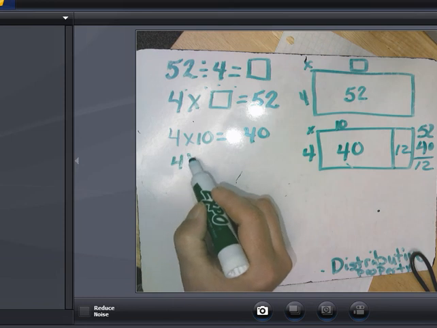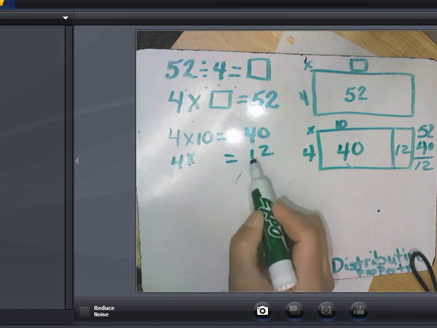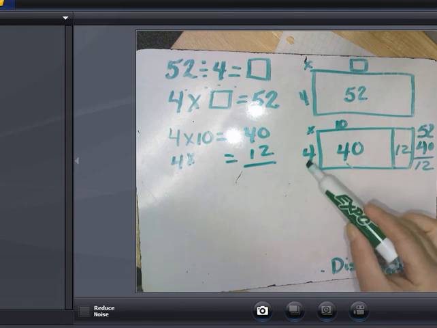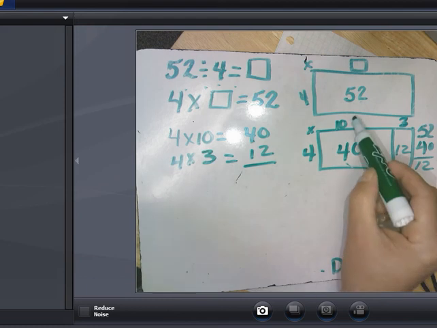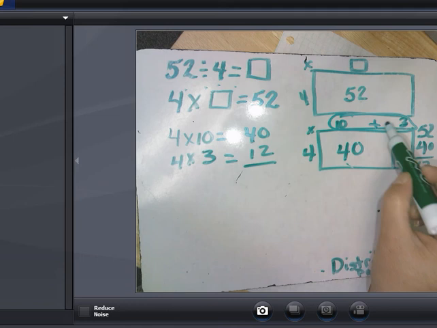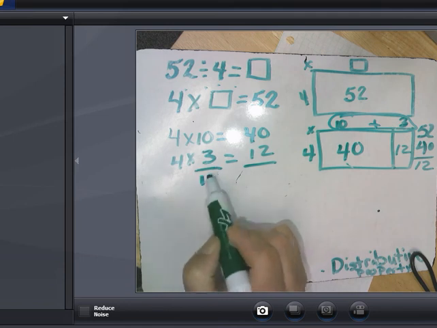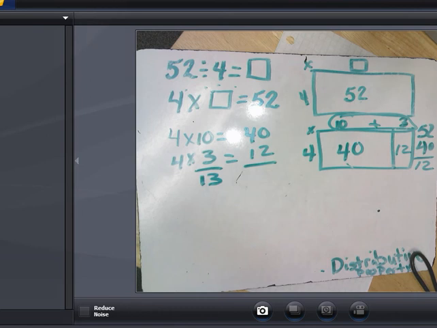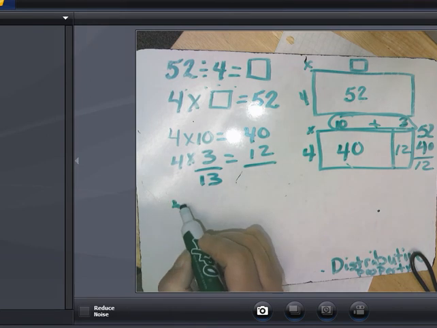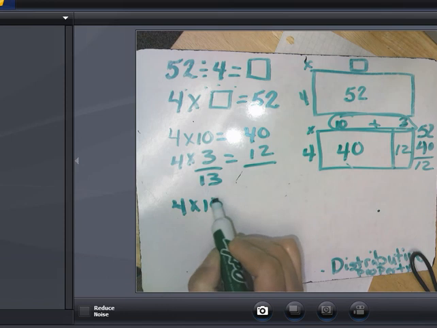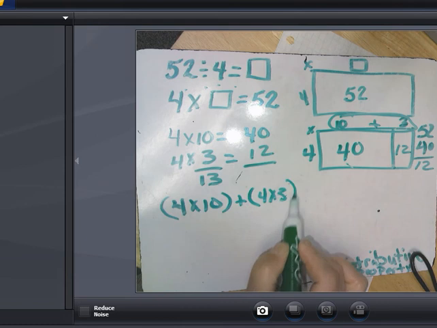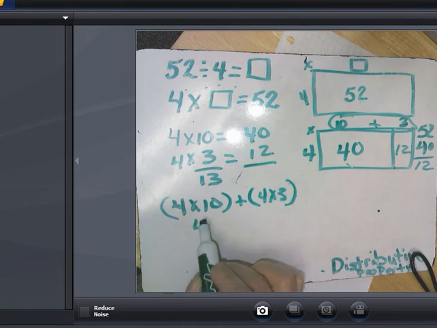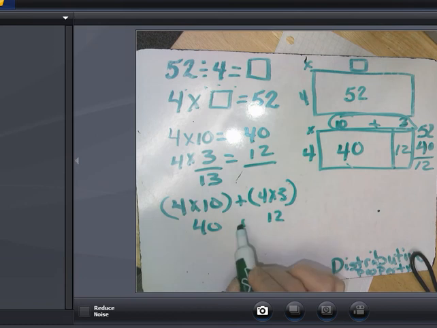So 4 times what equals 12? And I know 4 times 3 equals 12. So I'm going to put my 3 here. I can either add these two together, because that's how I got my answer, or I can add over here with my distributive outlined. Now, if we were going to write this as a distributive property, we would have written 4 times 10 plus 4 times 3, and here would have been 40, here would have been 12, and I would have got my 52.